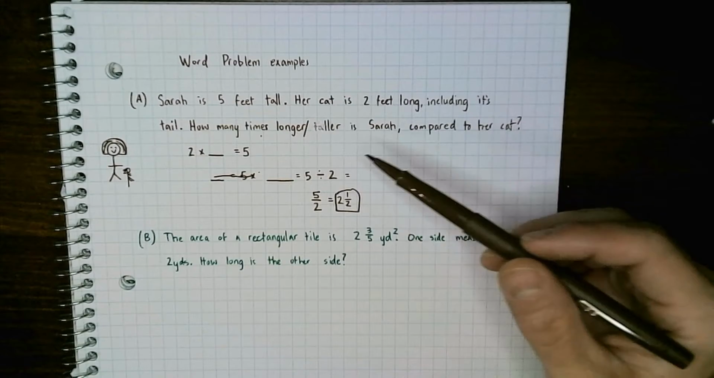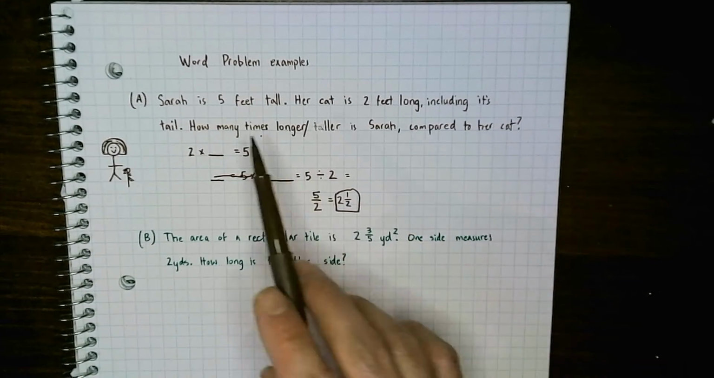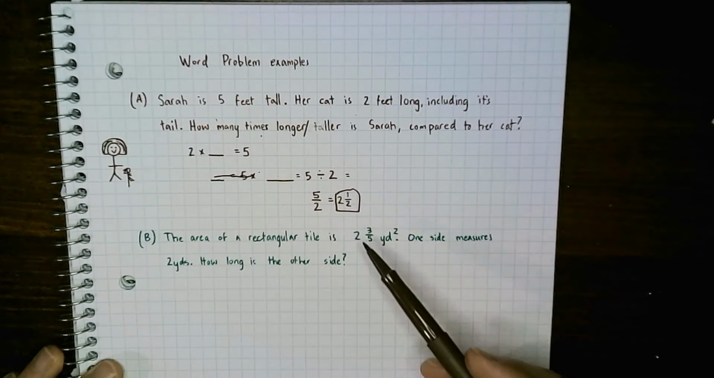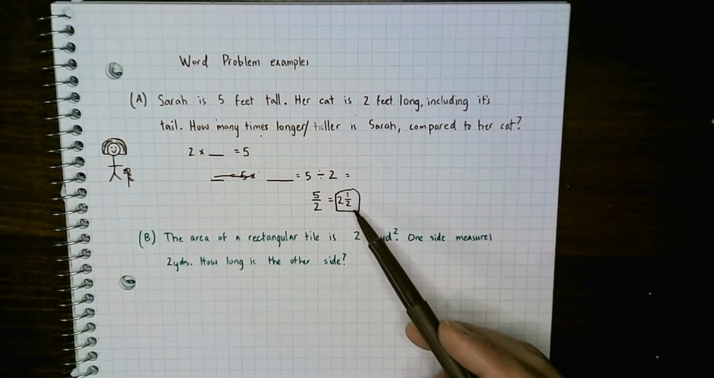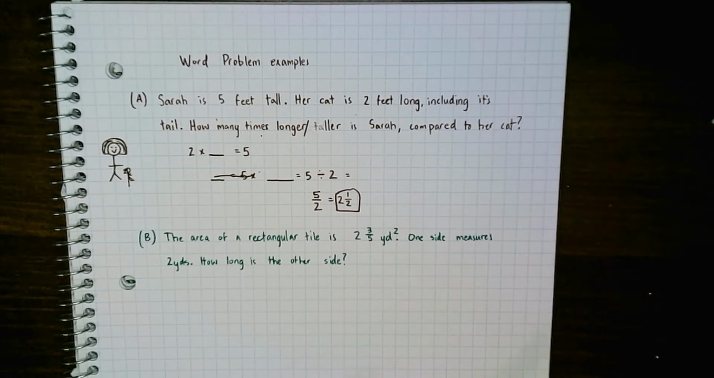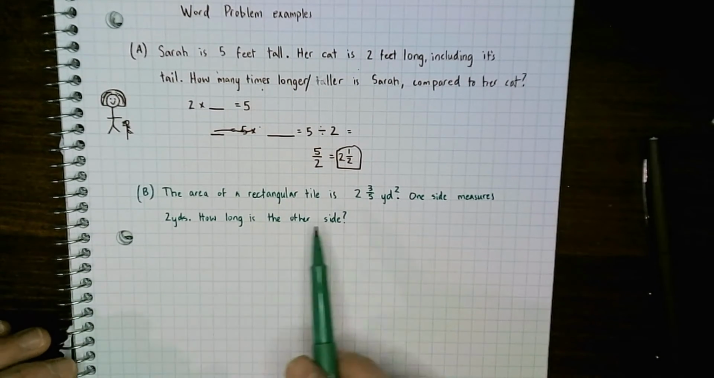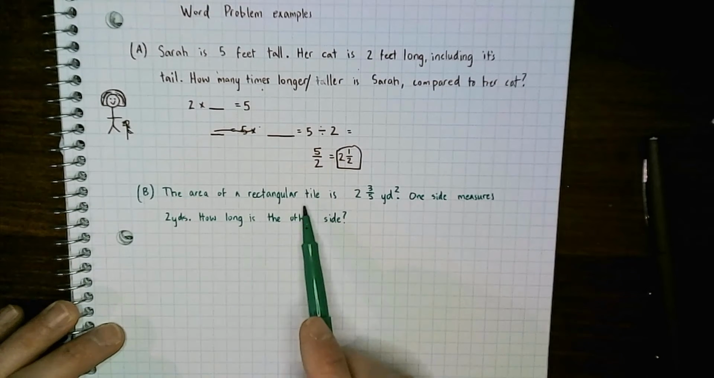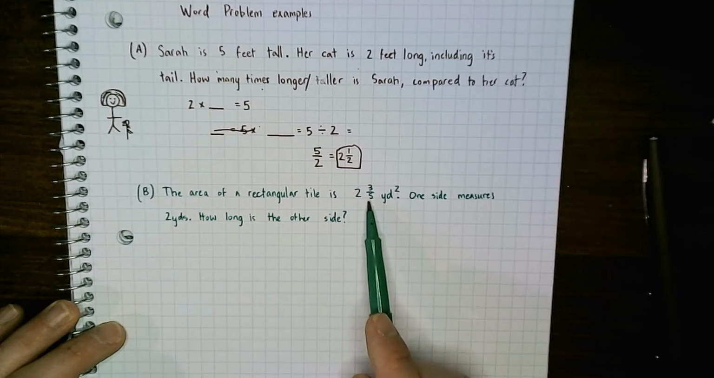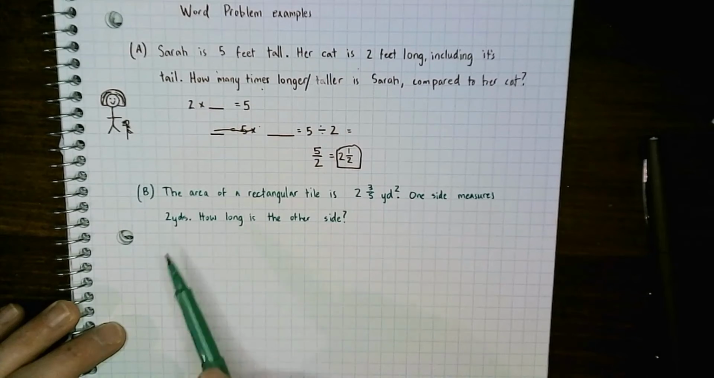But we've been working on fractions, so that was just a problem with some whole numbers where our answer happened to be a mixed number with a fraction in it. But let's take a look at question B below, and see what we get now that we've got measurements given with some fractions. So the area of a rectangular tile is 2 3/5 yards squared. One side measures 2 yards. How long is the other side?